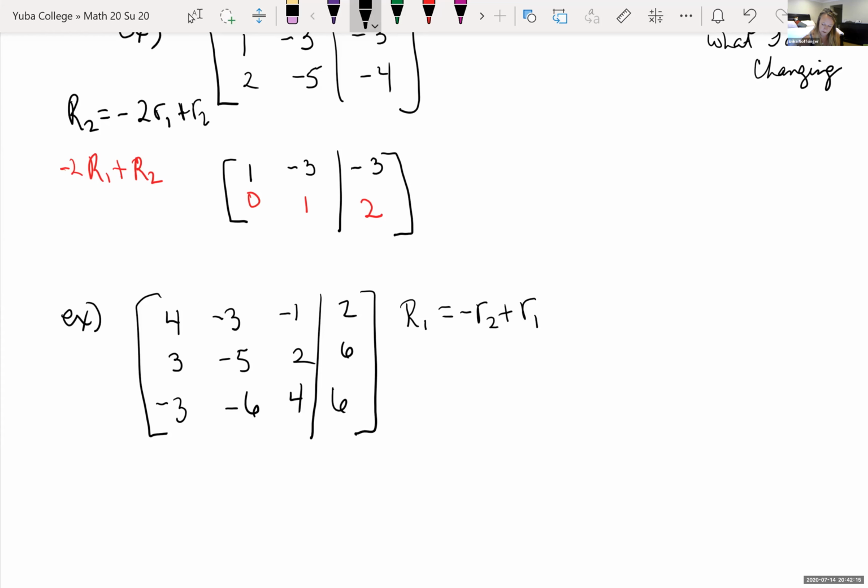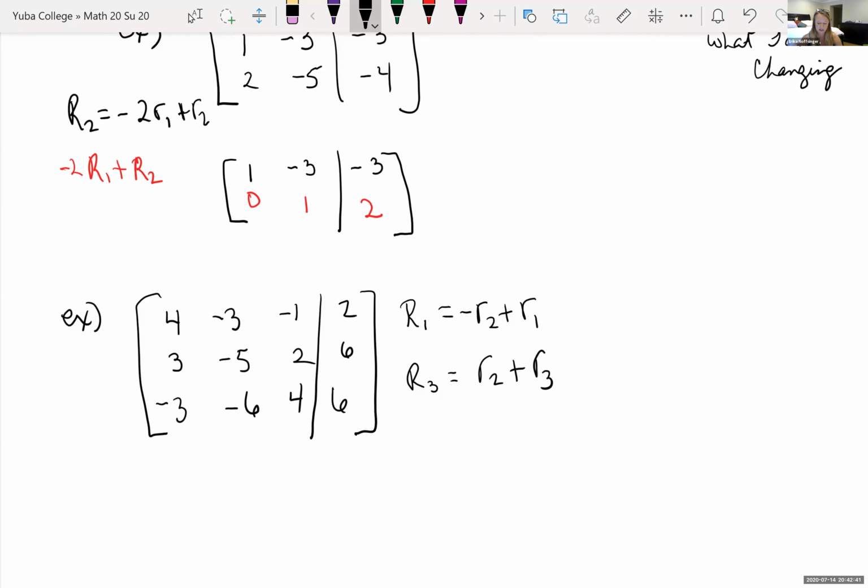And then row 3 is equal to row 2 plus row 3. So they're pretty much writing it like I would do it. This is the row I would be changing, so that's what I write second. Notice that in here, they're not changing row 2 at all. They're using row 2 to help us manipulate row 1 and row 3.